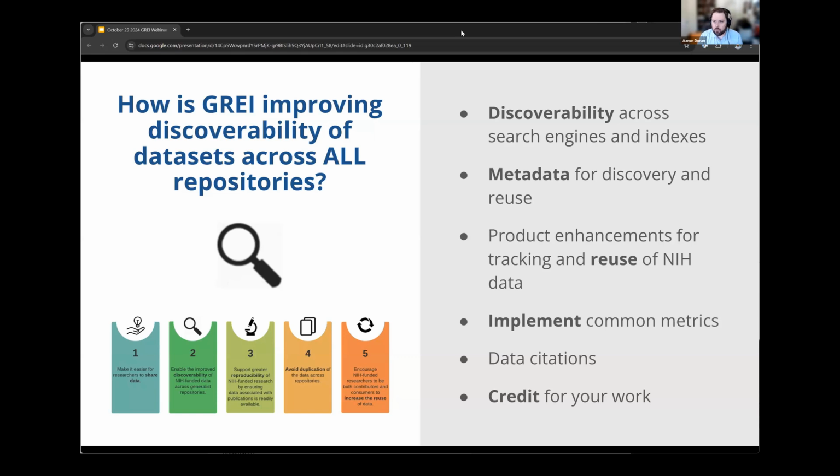We're all taking on product enhancements for tracking and reuse of NIH data as part of that standards development. We are all working together to develop a common way to talk about metrics. So again, that interoperability is there for you. Data citations, making sure you get credit for your work.